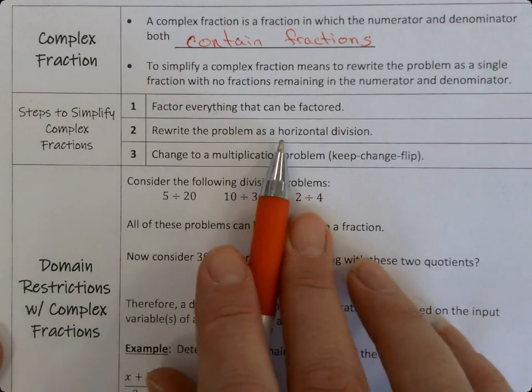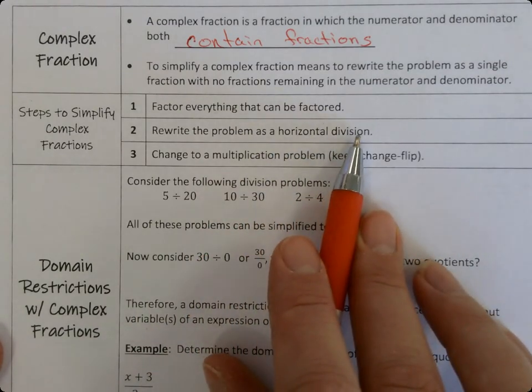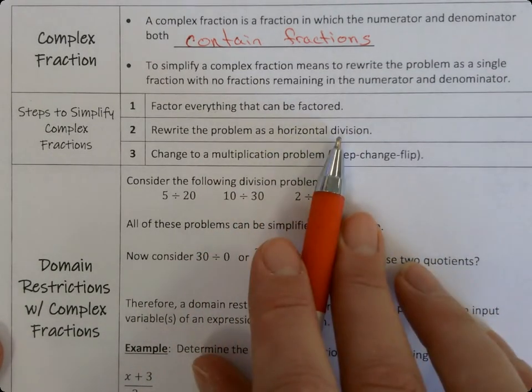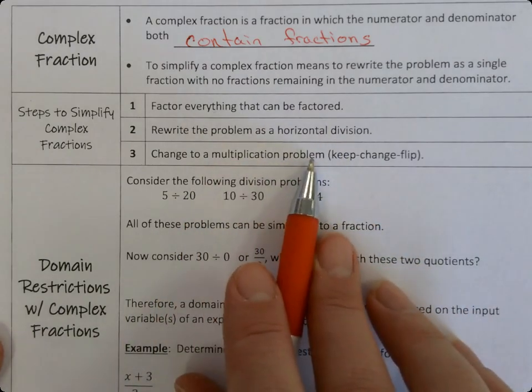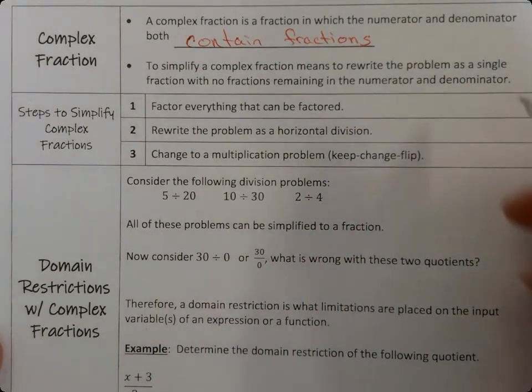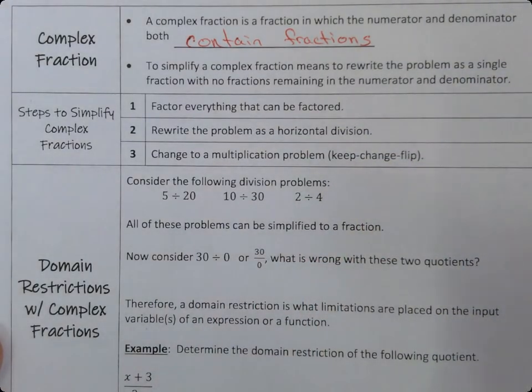We're going to rewrite the problem as horizontal division. You could skip this step, we'll talk about it both ways. But the idea is we're going to then change it to multiply the problem. Keep, change, flip. What we talked about yesterday is we never divide. We multiply by the reciprocal.